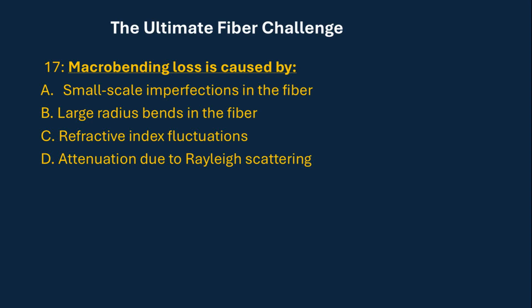17. Macro bending loss is caused by: A. Small-scale imperfections in the fiber. B. Large radius bends in the fiber. C. Refractive index fluctuations. D. Attenuation due to Rayleigh scattering. The correct answer is B. Large radius bends cause macro bending loss in fiber.